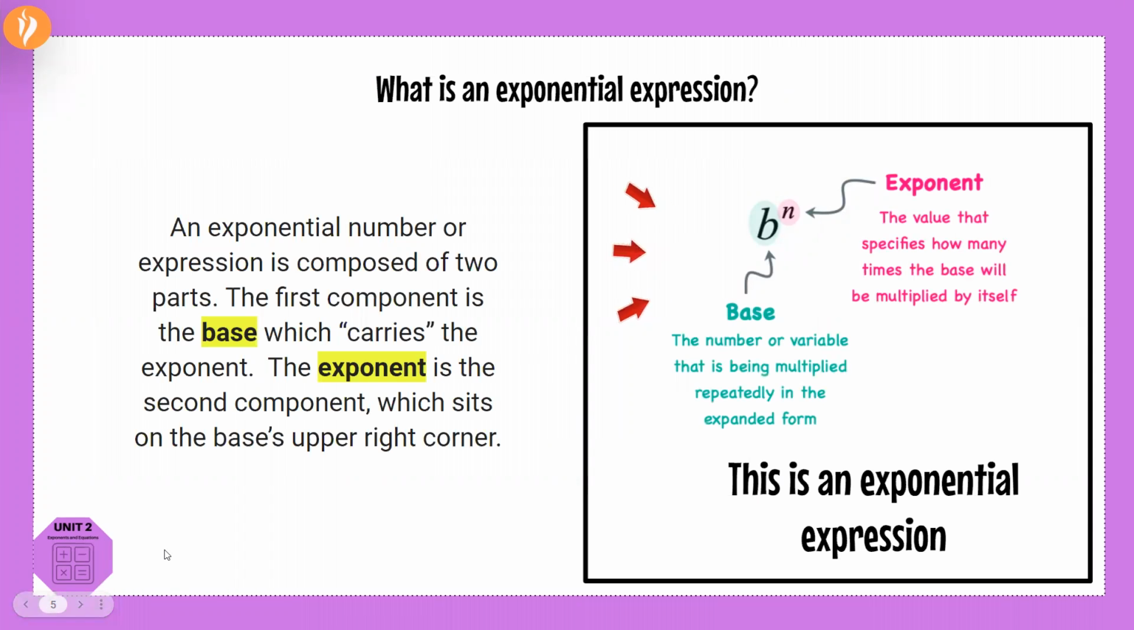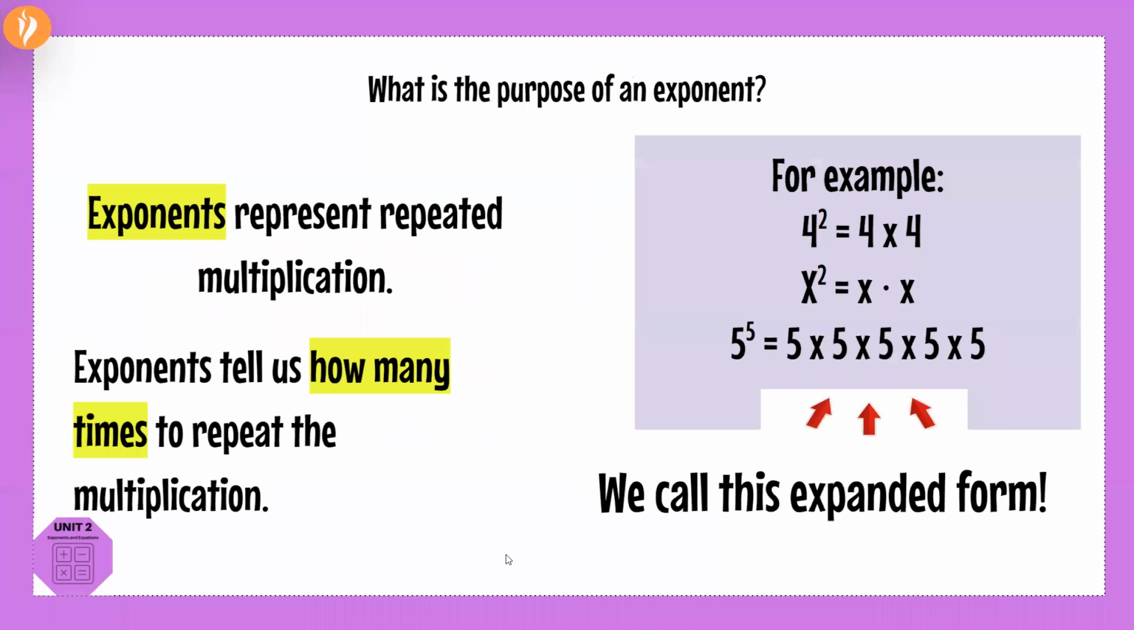An exponential number or expression is composed of two parts. First, the big number, that number to the left, is called the base, and the exponent is the little number. It's always raised up to an exponent. So that's the second component, which sits on the base's upper right corner. Since there is an exponent present, this whole thing would be considered an exponential expression. Exponents represent repeated multiplication. Exponents tell us how many times to repeat the multiplication.